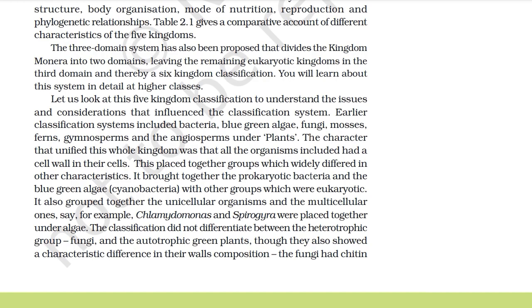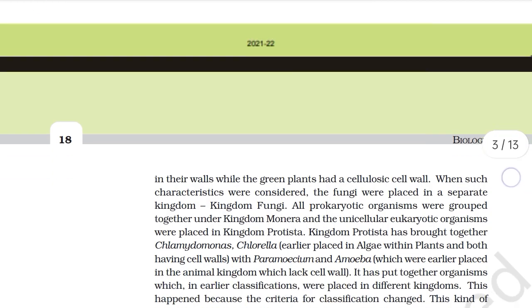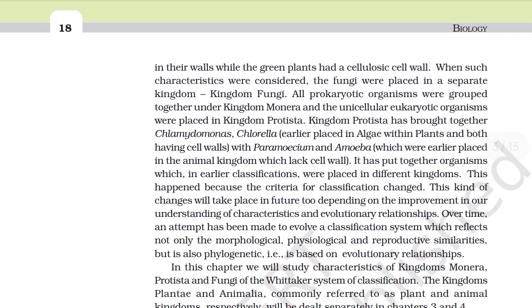Say, for example, Chlamydomonas and Spirogyra were placed together under algae. The classification did not differentiate between the heterotrophic group, fungi, and the autotrophic group, green plants, though they also showed a characteristic difference in their cell wall composition. The fungi had chitin in their walls, while the green plants had cellulosic cell wall. When such characteristics were considered, the fungi were placed in a separate kingdom, kingdom Fungi.